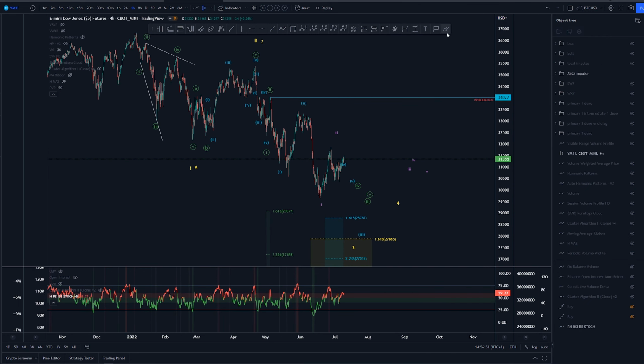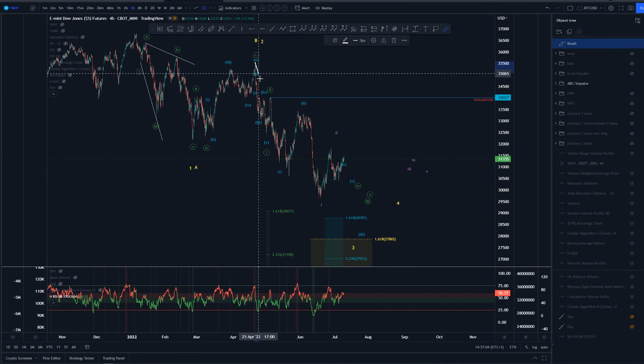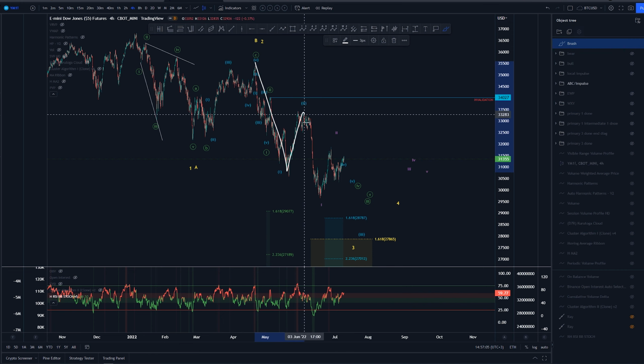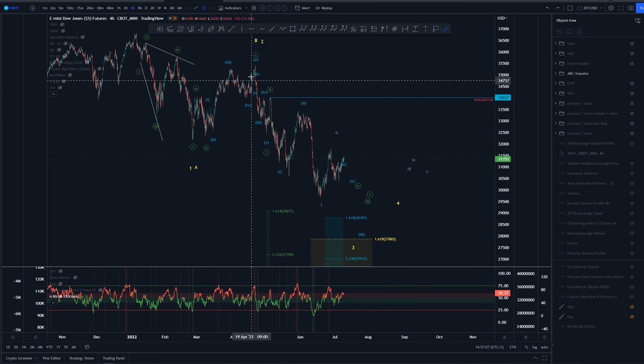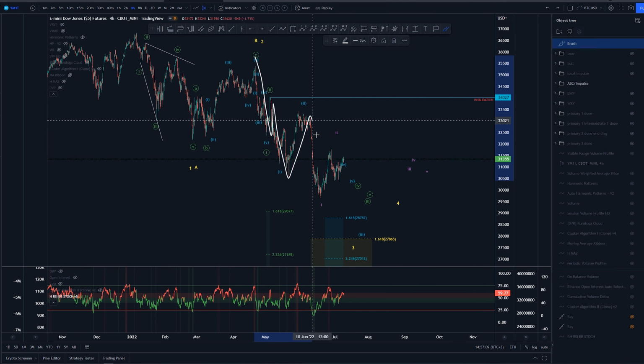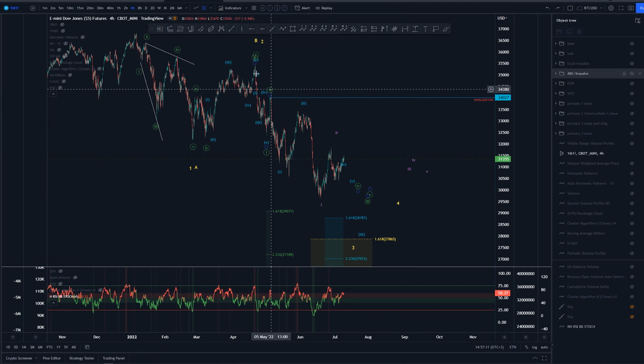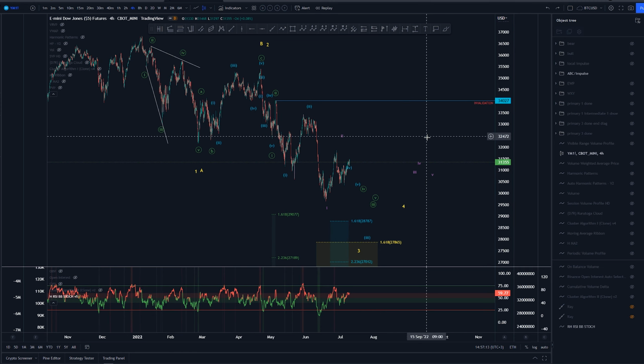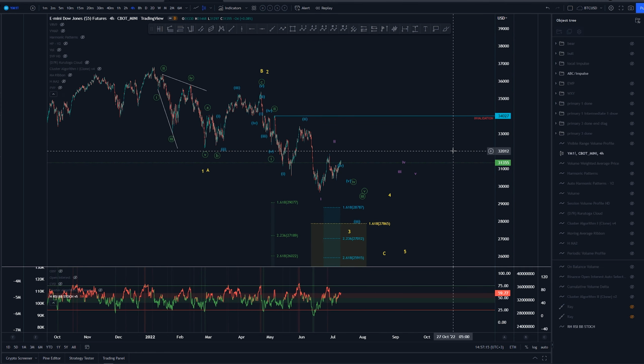However, I can't really fit any other scenario here if we want to be having this as a 1, 2 or A, B, C. So this has to be the count, unless, yeah, this could be wave 1 here too. This would be then another 1, 2, but again, it does not really matter. This is going to be the most bearish count that I have, and we'll treat it as such, as the least likely option I have here.